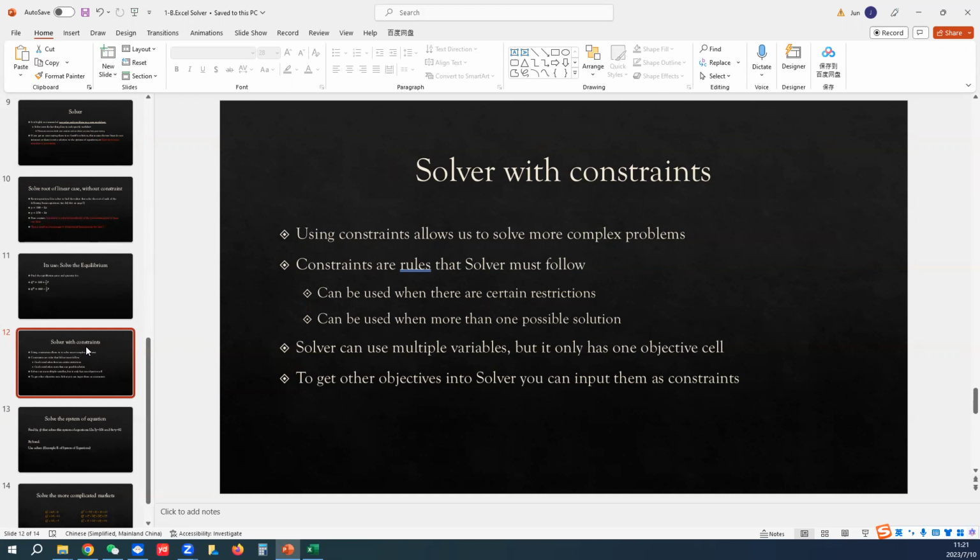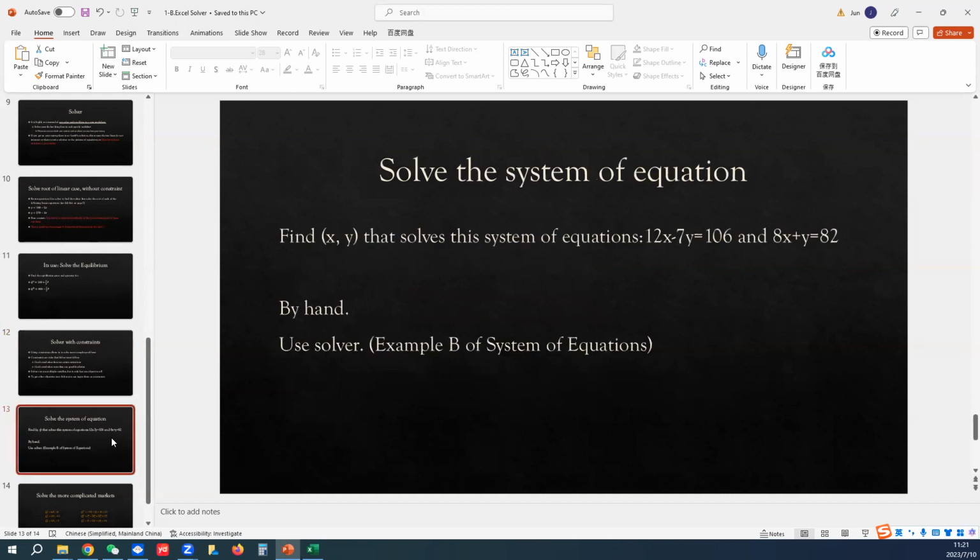So sometimes if you want to maintain multiple objectives, you may need to put those objectives as constraints. So what does that mean? Let's look at this example. If we were to find x and y and solve this system of equations, 12x minus 7y equals 106, that's equation 1, and equation 2 is 8x plus y equals 82.